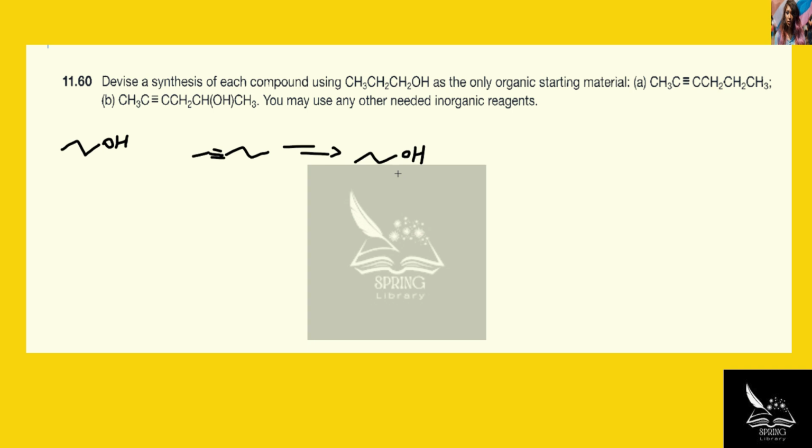So let's break it down to how we can go about generating something like this. We know we need to add some carbon. Right now we only have 3 carbons, and we need to add an extra 3. If we were to break apart this alkyne, then we could get something that has 3 carbons and something that also has 3 carbons.